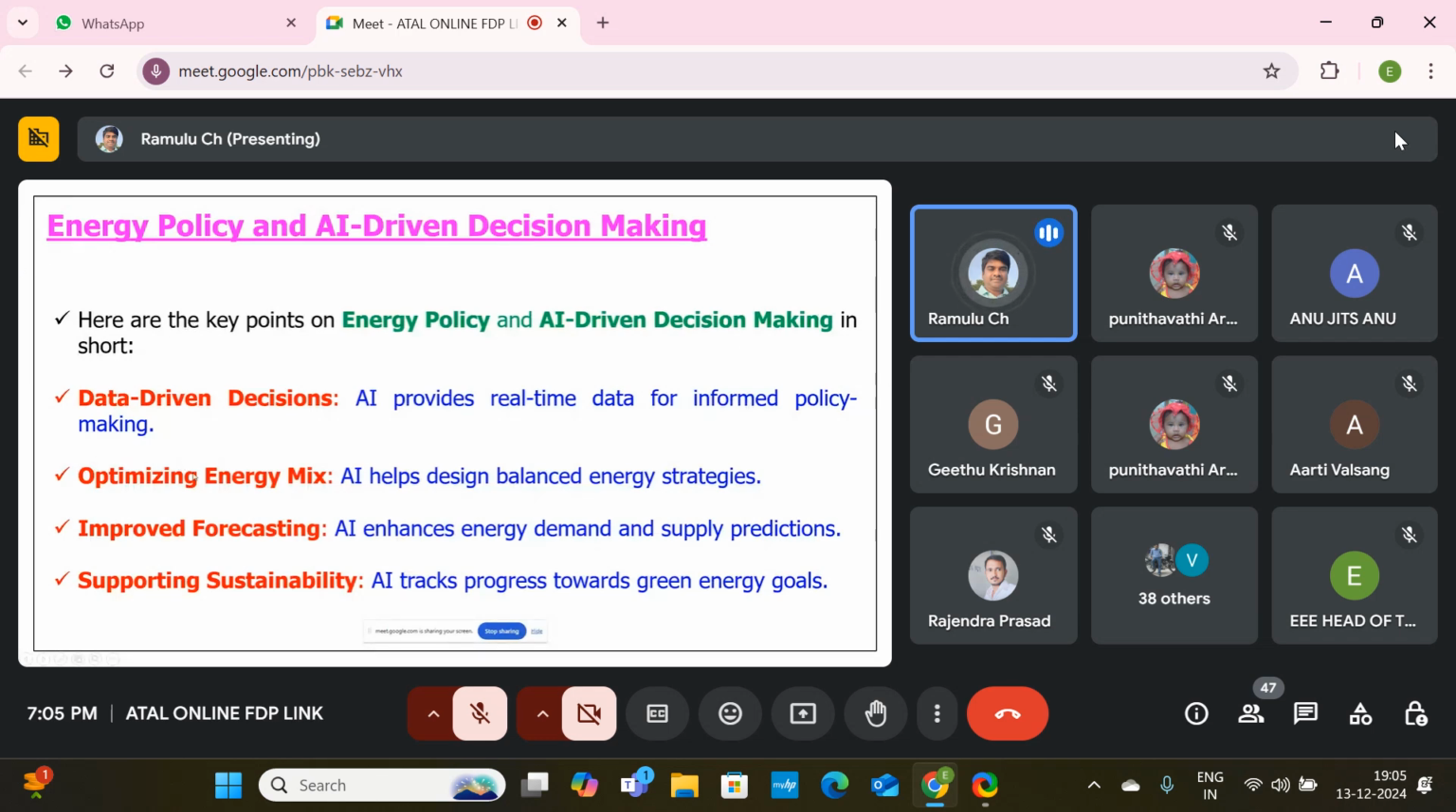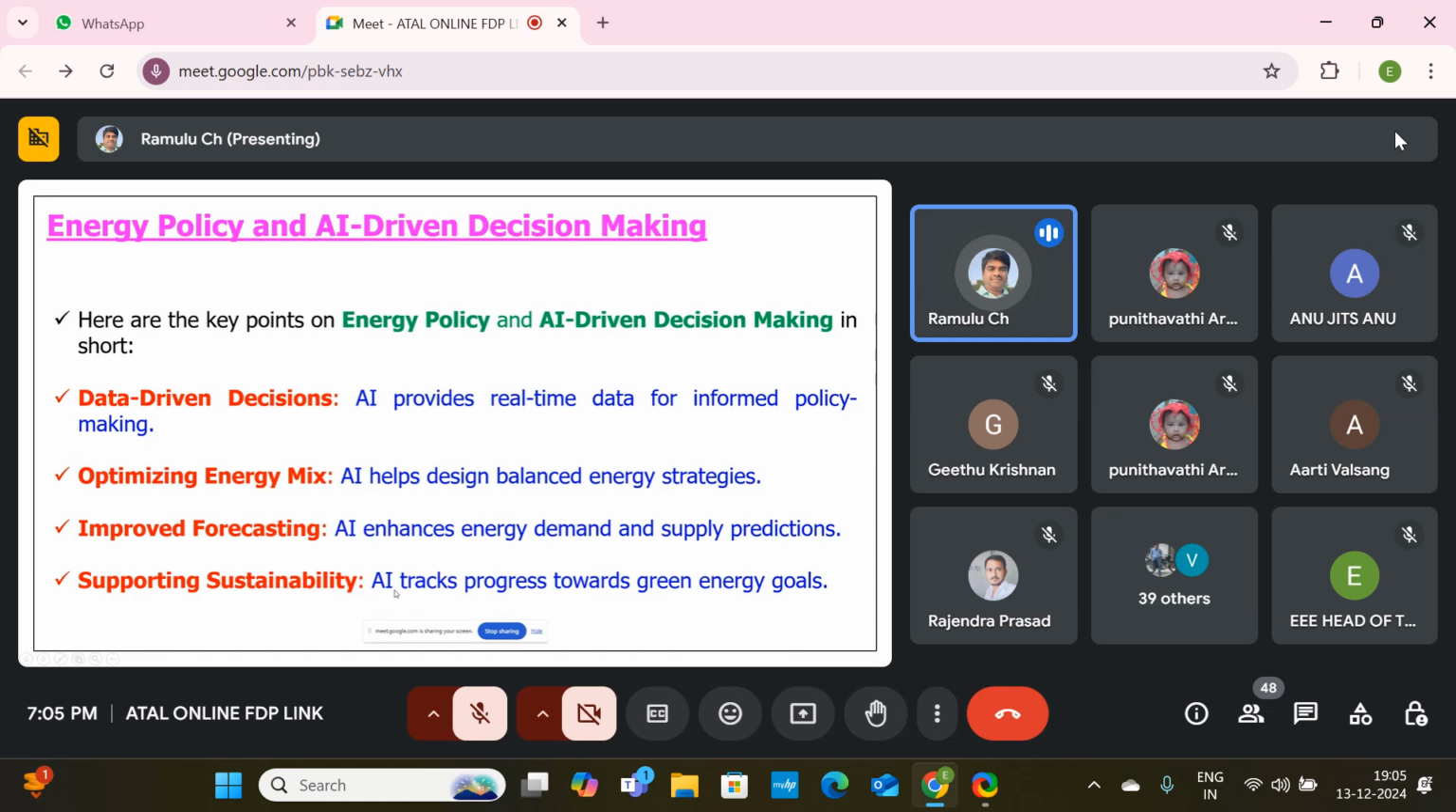Okay, fine. Optimizing the energy mix. How is this possible? AI helps design balanced energy strategies. Then improved forecasting. How is improved forecasting possible? AI enhances energy demand and supply predictions. According to that, improved forecasting is possible. By improved forecasting, AI does the energy demand and supply predictions.